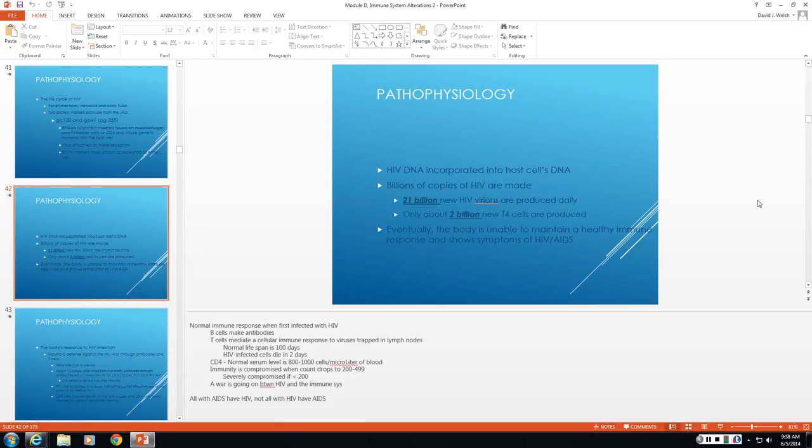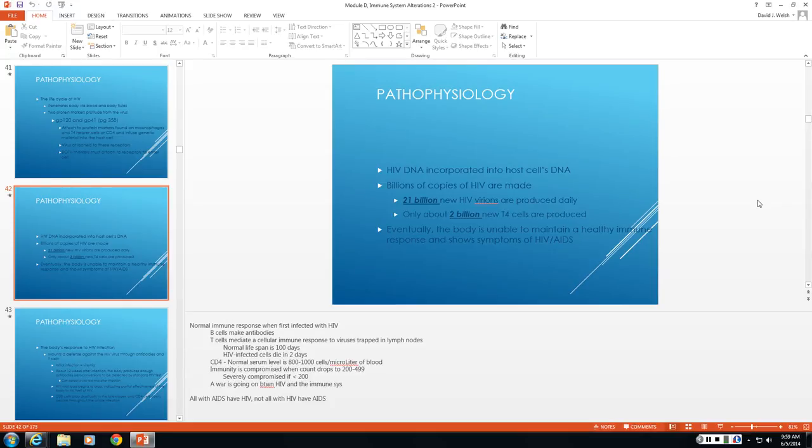The normal immune response when first infected with HIV is that the B cells make antibodies, and T cells mediate a cellular immune response to viruses trapped in the lymph nodes. The normal lifespan of a cell is 100 days. If they're HIV infected, they live only 2 days. Now, the normal CD4 serum level is between 800 and 1,000 cells per microliter of blood. Immunity is compromised when the count drops to 200 to 499, and severely compromised if it's less than 200.